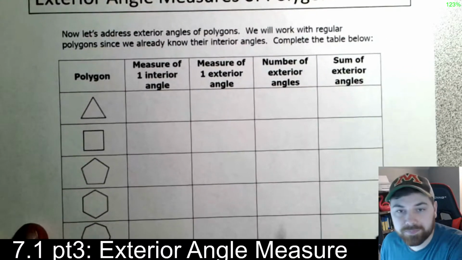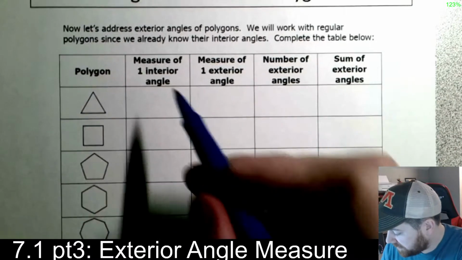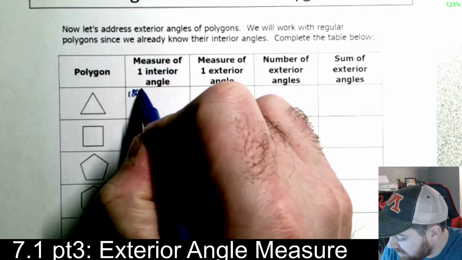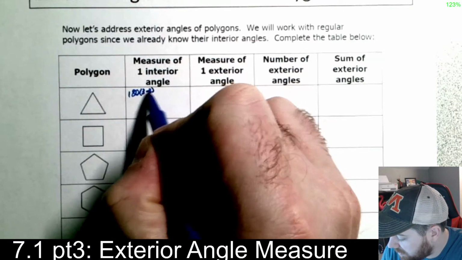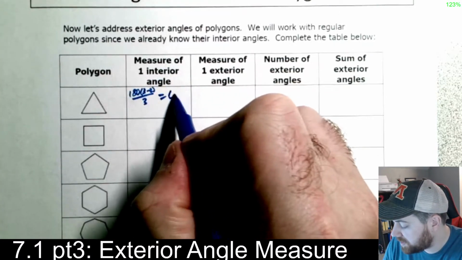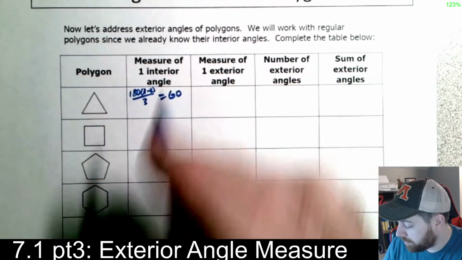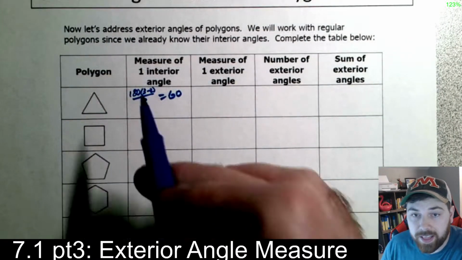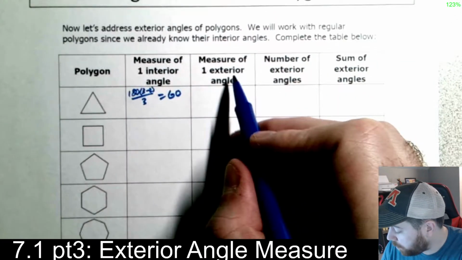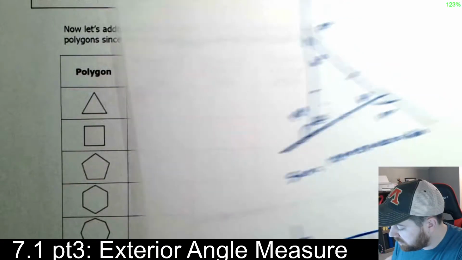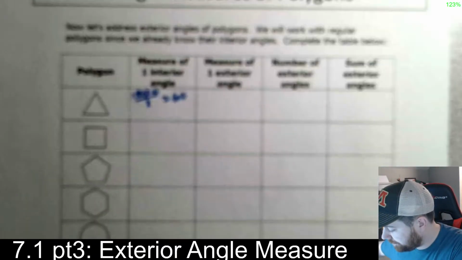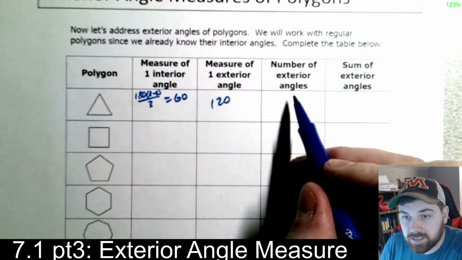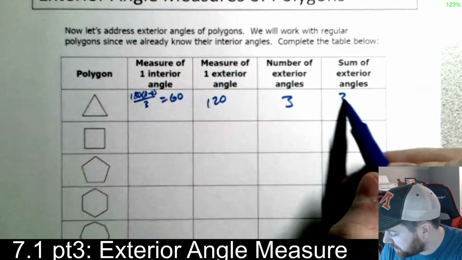So in general, we're looking at this. Here's a polygon. The measure of one interior angle, we did this the other day, it was 180 times 3 minus 2 over 3, which is 60. In general, this one formula right here is going to be 180 times n minus 2 over n. That's going to be 60. Now, we talked about one exterior angle. We just did this. That would be 120. The number of exterior angles, there's going to be 3 of them. And the sum is 360.